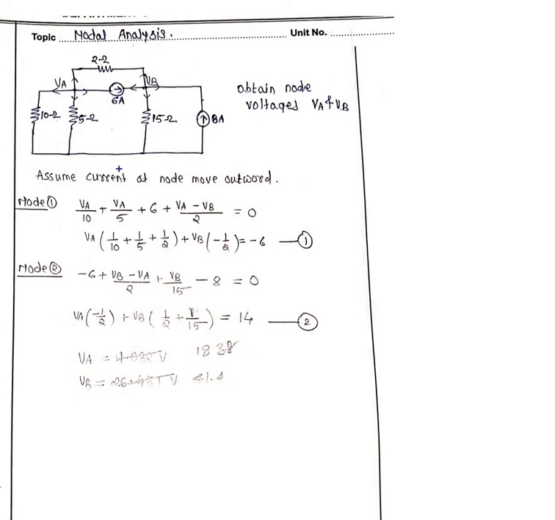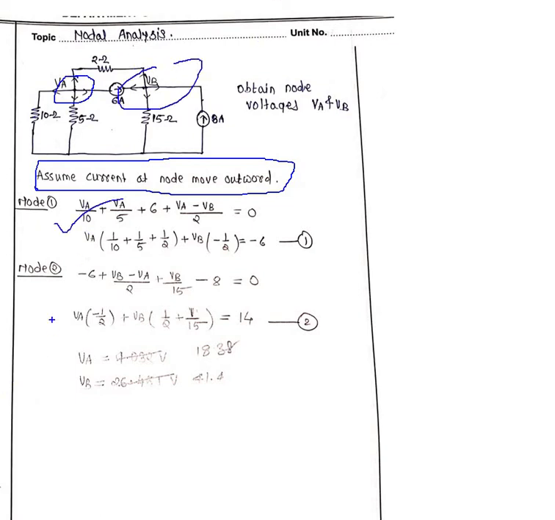Okay, then what to do? Assume current at the node moves outward. Just write the equation for VA and then for VB. Over. Solve, simplify, solve. Over.